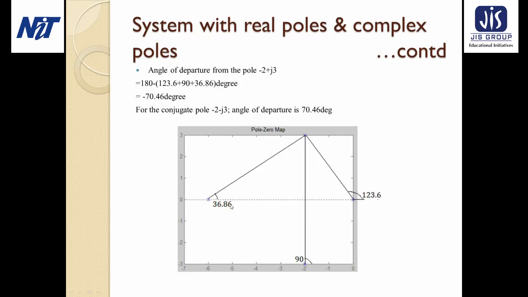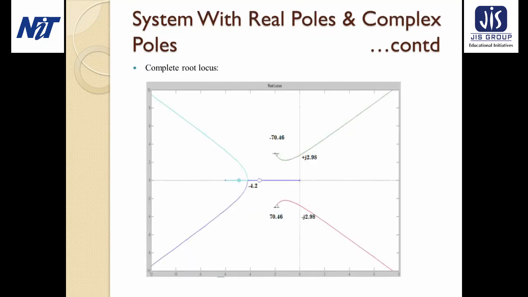And one thing you have to remember is that you always measure this angle with reference to 0 degree. So the total angle of departure from this pole becomes 180 degrees minus the summation of all these three angles, which becomes minus 70.46 degrees. And after calculating this angle for the complex conjugate pole minus 2 minus j3, the angle of departure will be 70.46 degrees. So this is the complete root locus of the system which has the real pole and the complex pole too.